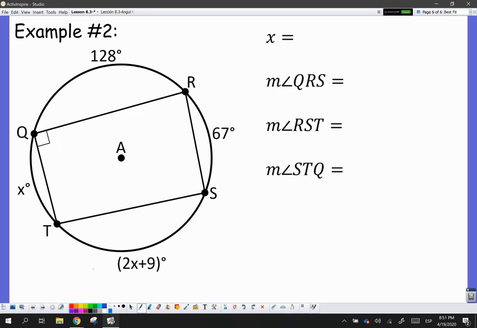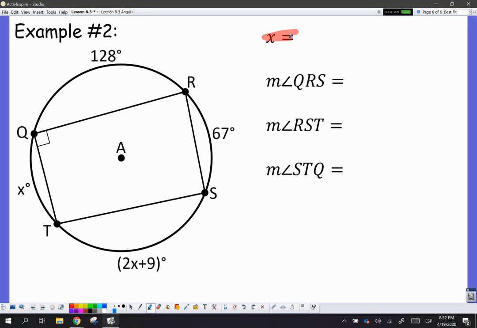So let's take a look at this one. Example number 2, we have 4 things that we're looking for: x, the measure of angle QRS, the measure of angle RST, and the measure of angle STQ. What we have here is a quadrilateral. It looks like a rectangle, but since these angles aren't marked 90, it's not a rectangle. We can't assume that. We do have one 90-degree angle, but we need to find basically every angle of this quadrilateral using the information we're already provided. So why don't we start by finding x first?